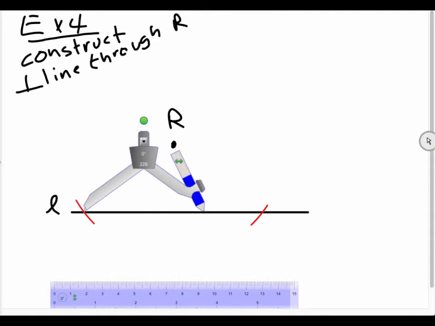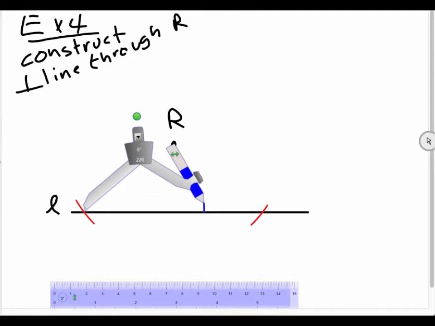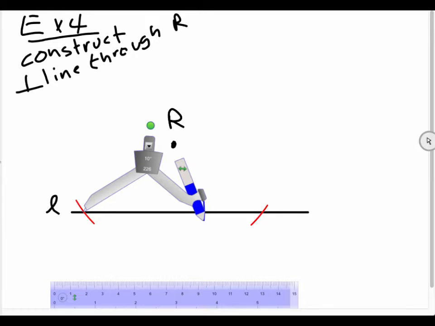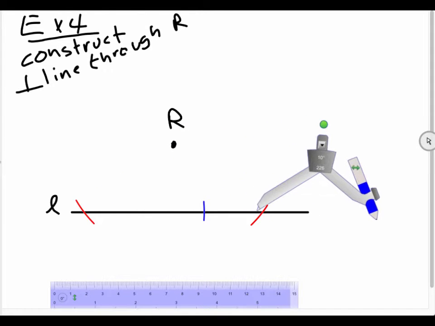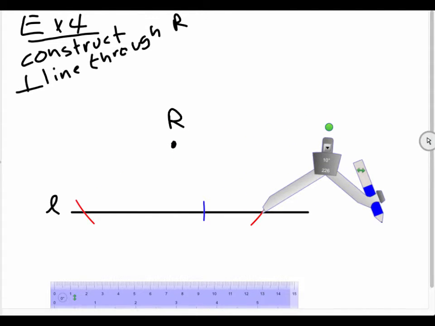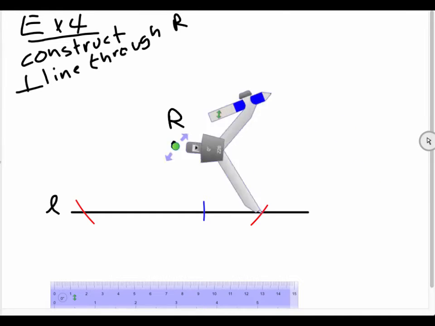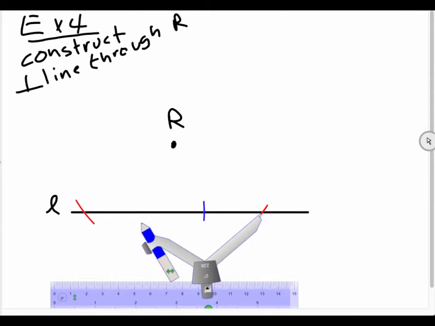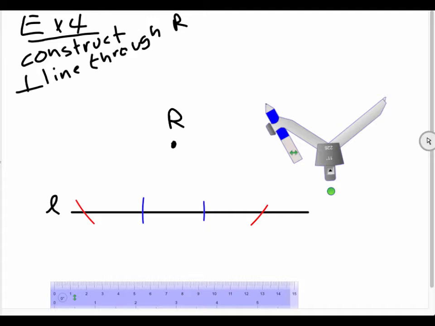Okay? Now here is what I'm going to do. Technically, to do this correctly, I got to put an arc here. Then I got to come all the way over here and put my pointer on this red arc, and come around the other way here. Like that.